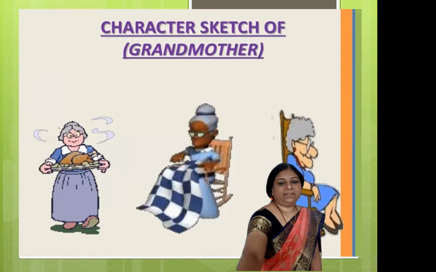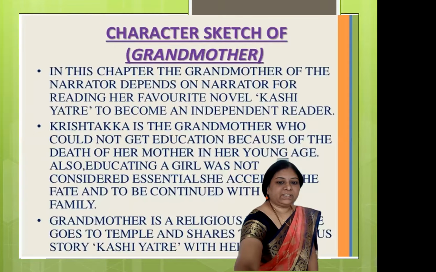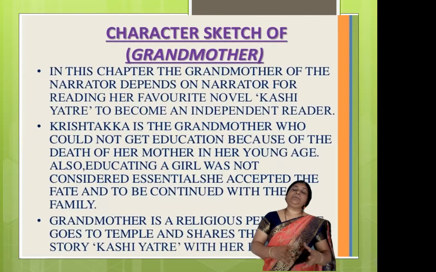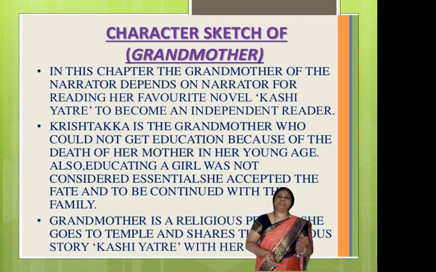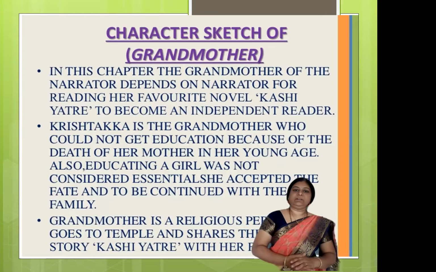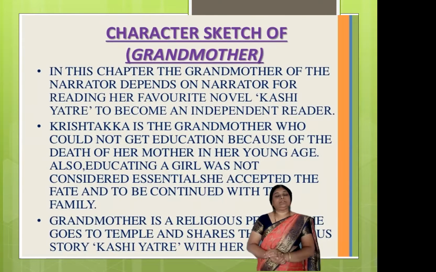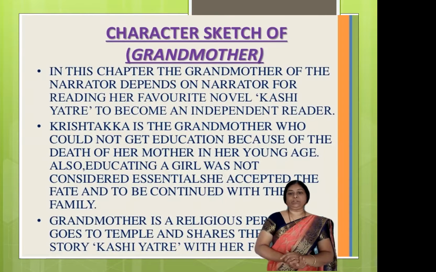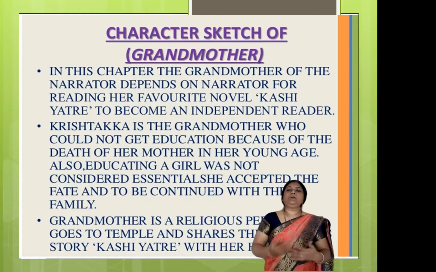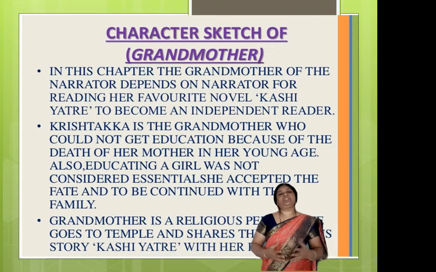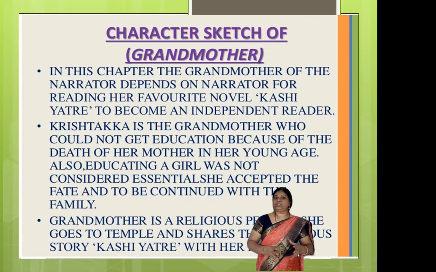Just a recap of the lesson, then we'll continue the discussion. Here, 2 main characters are there in the story, that is Sudha herself and her grandmother. A very important character of the story is the grandmother. In this chapter, the grandmother of the narrator depends on the narrator for reading her favorite novel, Kashi Yatra. To become an independent reader, she strives very hard. She's a determined lady and she regrets that she didn't go to school when she was a girl.